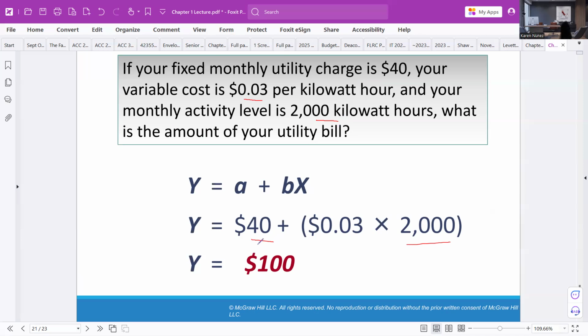The fixed component is constant in total, but the variable component is going to change, right? The variable cost is going to change based on the number of kilowatts you use, but the variable cost on a per unit basis is constant.